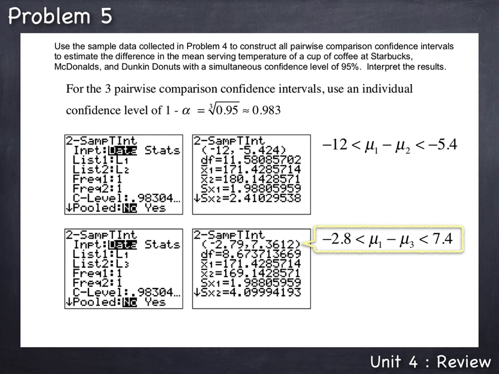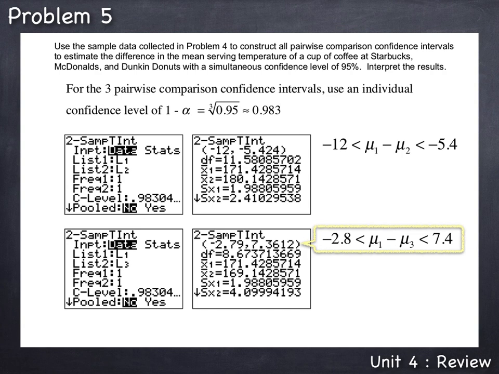Now we need to interpret the results. That is, we need to write a sentence in words of the problem that interpret what this confidence interval is telling us. Here, since the lower estimate is a negative 2.8, and the upper estimate is positive 7.4, this leaves the possibility that 0 is in between, because 0 is a value that's in between the negatives and the positives. And when 0 is a possibility, this means that the mu1 minus mu3 could be 0 or no difference.